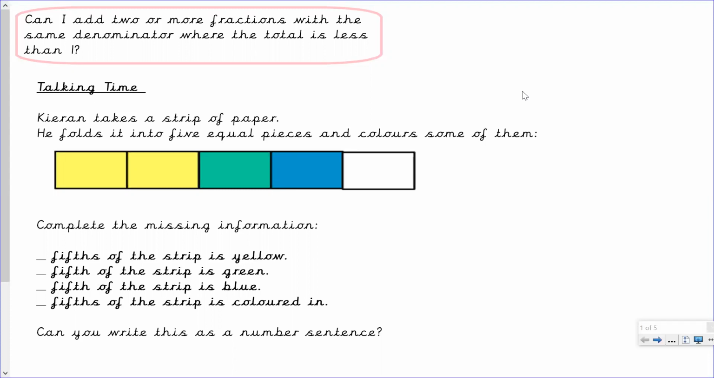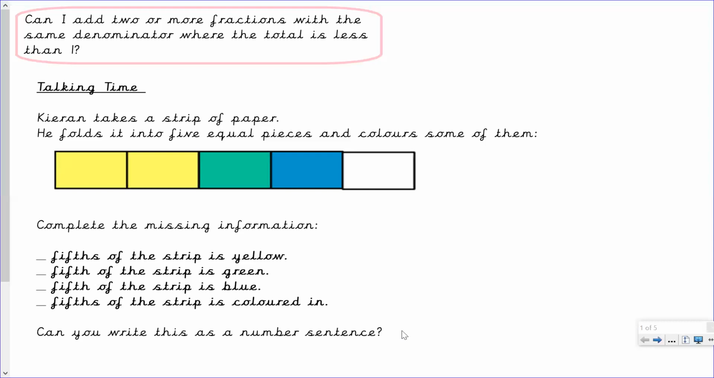So let's start. Kieran takes a strip of paper, he folds it into 5 equal pieces and colors some of them. Pause the video and try to complete the missing information as best as you can. So how many fifths of the strip is yellow? How many fifths of the strip is green? How many fifths of the strip is blue? And how many fifths of the strip is colored in altogether? And also, can you have a go at writing this as a number sentence? Play the video once you've had a go.